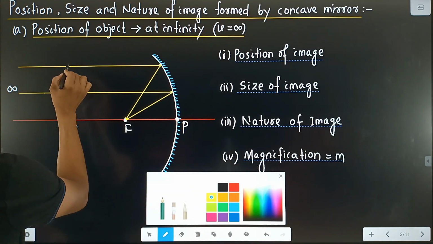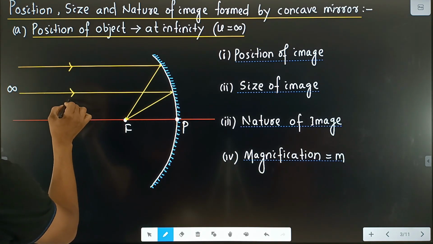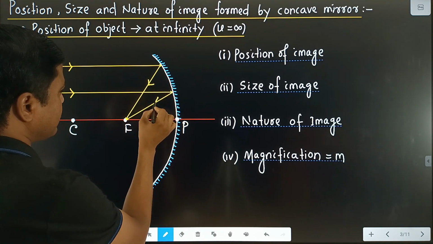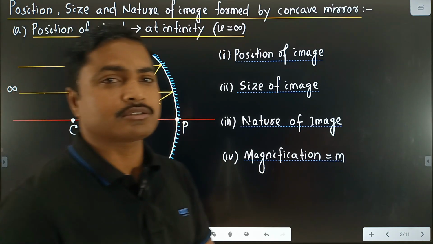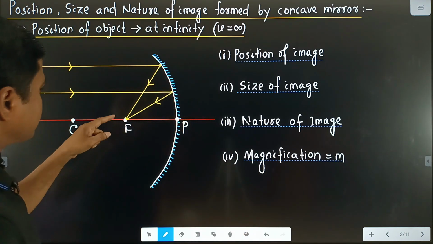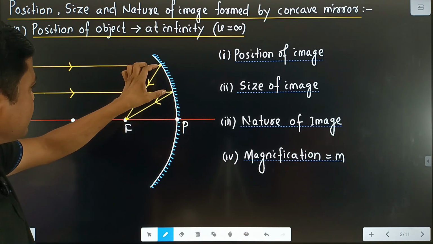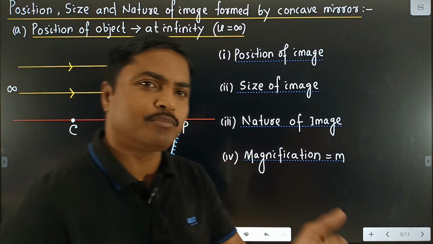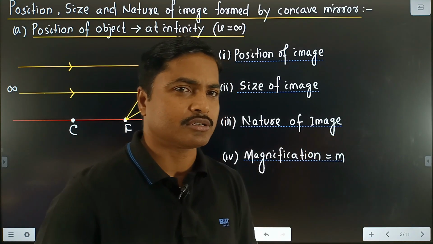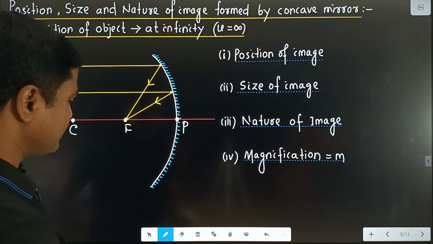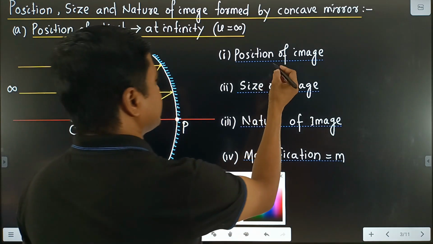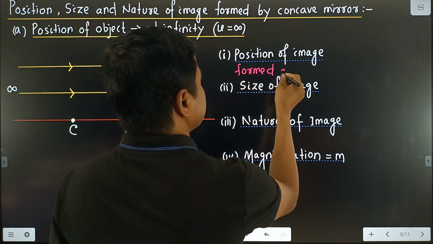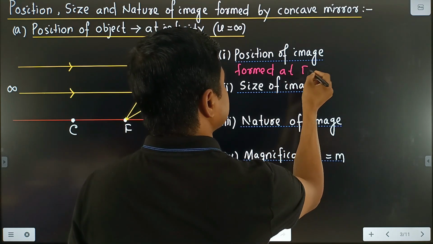That means here 2 incident rays are there, both are parallel to the principal axis, and two reflected rays are also there, and both pass through the focus. That means at focus or at point F, both the reflected rays meet. That means at the focus, image is formed. Image is formed at focus when the object is situated at infinity. So for the position of the image, we write image is formed at focus, that is F.